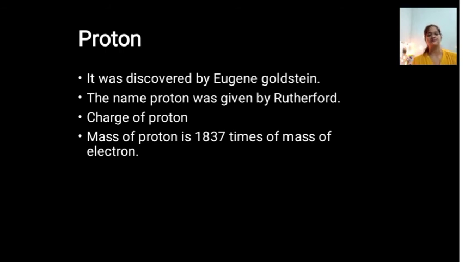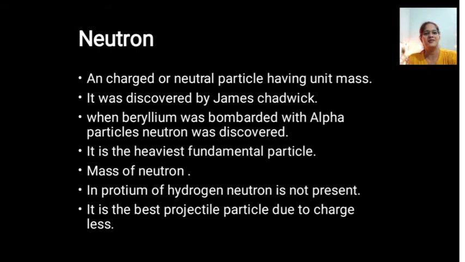Then the mass of the proton. Remember this point: I have said the electron has very negligible mass, and the mass of the proton is 1837 times the mass of the electron. So it is 1837 times more than the electron. Okay, now let's move on to the next slide.